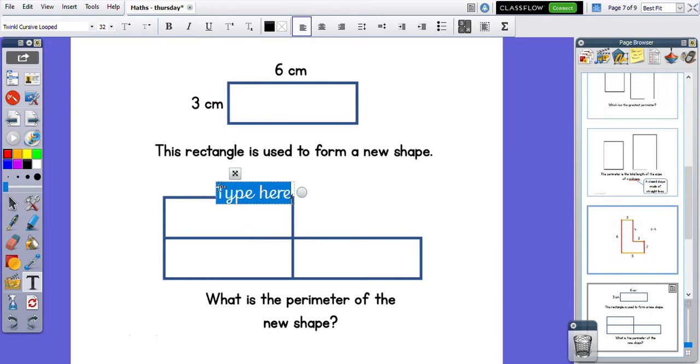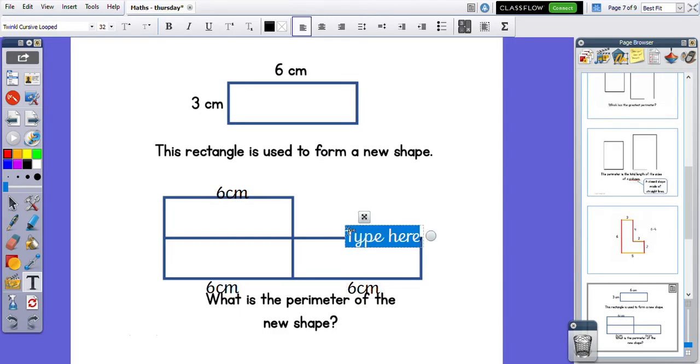So here I've got 6 centimeters. Here I've got 6 centimeters. Here I've got 6 centimeters. And here I have got 6 centimeters. And then I'm going to do the same for my 3 centimeters. So I can see I've got a short side here. I've got a short side here. I've got a short side here. And there's one on top of it as well.